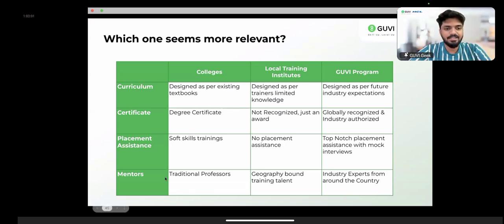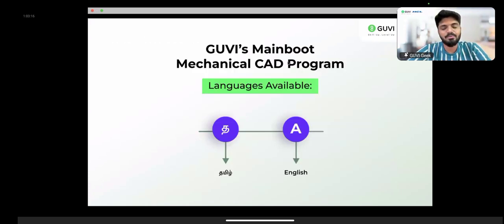About the mentors, in colleges you are going to have traditional professors. Local training institutes have geographically bound training talent. In the GUI program, you are going to have complete industry experts from all around the country, which I have already said. So let's see about the GUI course. We have the course available in both Tamil and English.